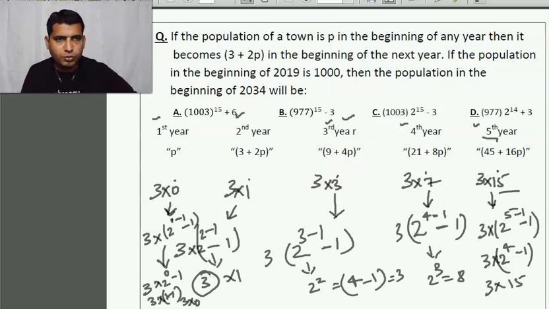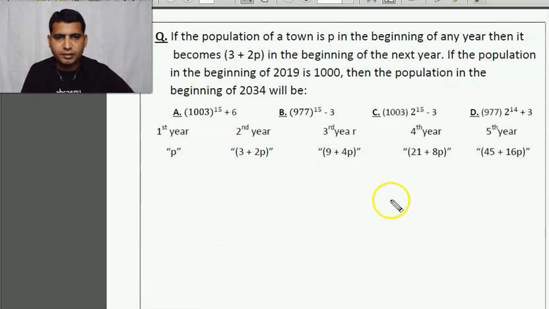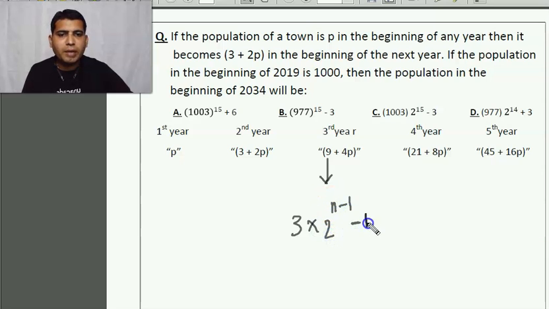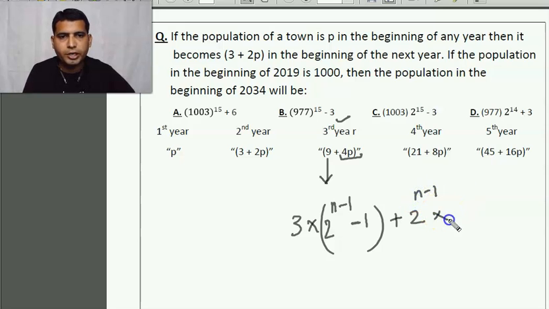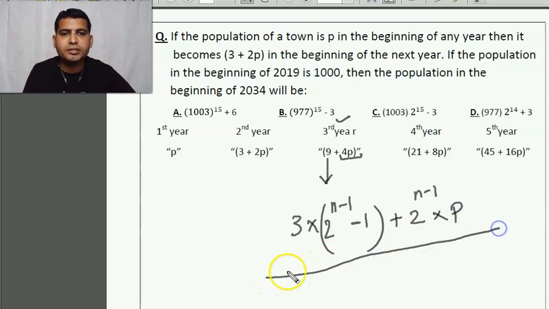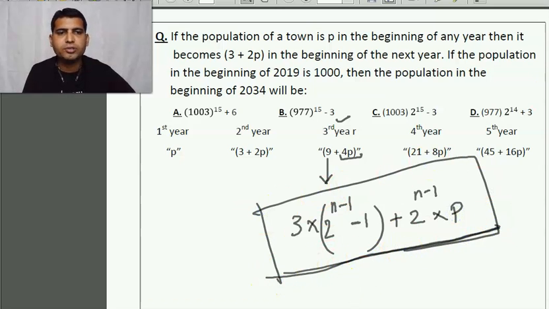So now I can write it like, for the first term, 3 into 2 to the power n minus 1 minus 1, where n is the number of year of the beginning of which I am going to find out the total number of population. And for the next term also, already I have found the pattern here, which is equal to plus 2 to the power n minus 1 into P. So actually this is the pattern which I was seeking for.